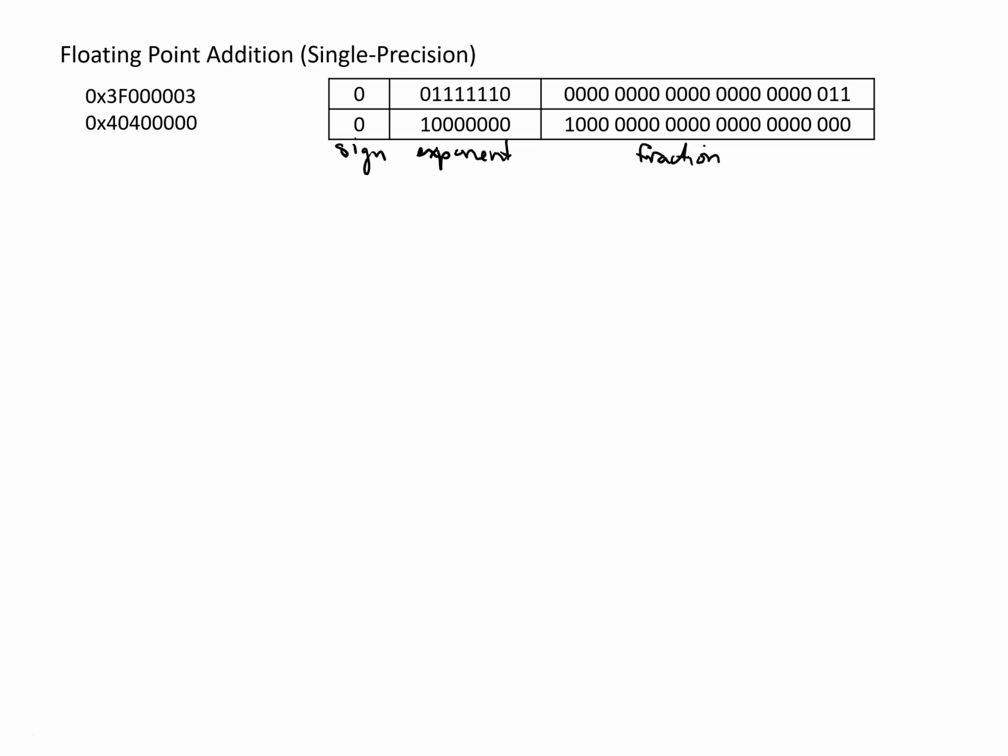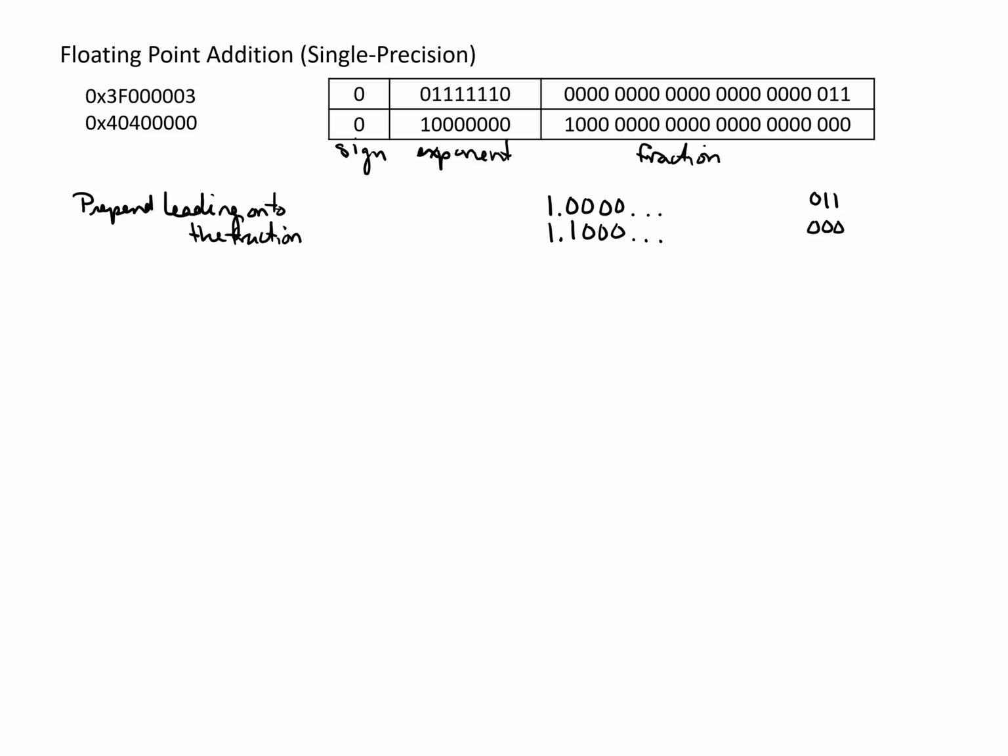So once we have that, the next thing that we want to do is prepend a leading 1 onto the fraction. And so that will mean taking each of these fractions, and so taking the top one, we're going to add a 1, and then we've got all of the zeros, and I'm not going to write all of these out. And the same thing with the second number. So that's the first thing we want to do.